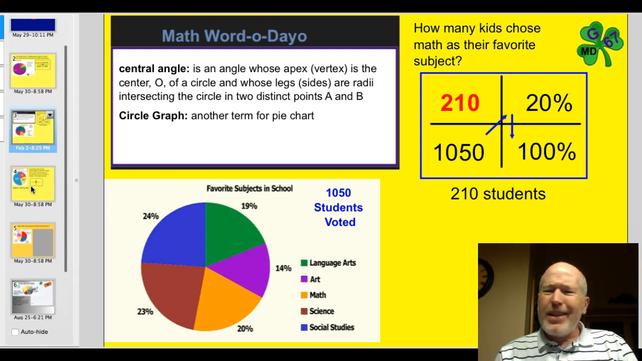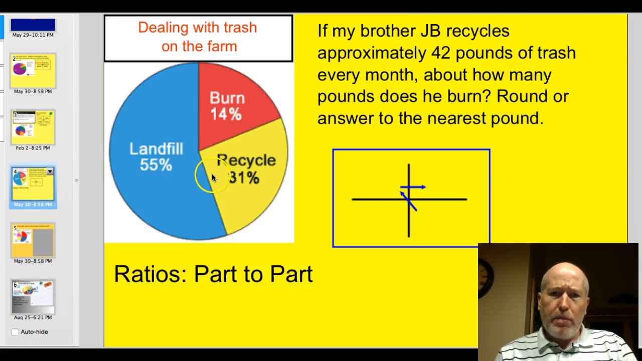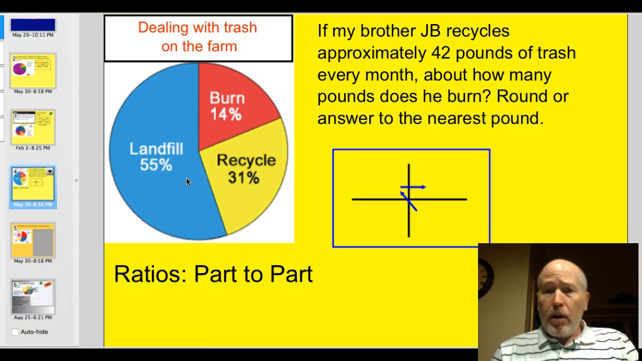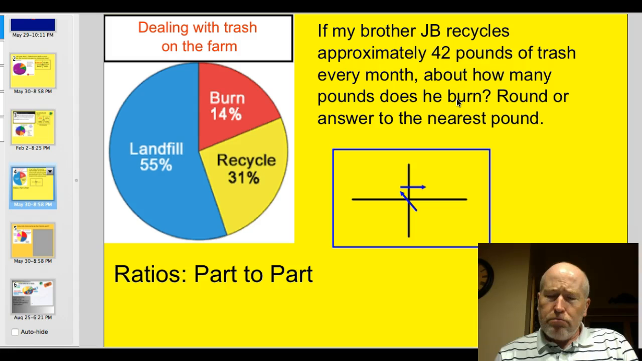All right, let's take a look at another situation here. My brother JB lives on a farm, and he gets rid of his trash in 3 different ways. Some of it he burns, 14%, 31% he recycles, and then some is sent with the waste management to the landfill. What we're trying to find out here is it says that he recycles about 42 pounds of trash every month. About how many pounds does he burn? Round your answer to the nearest pound.